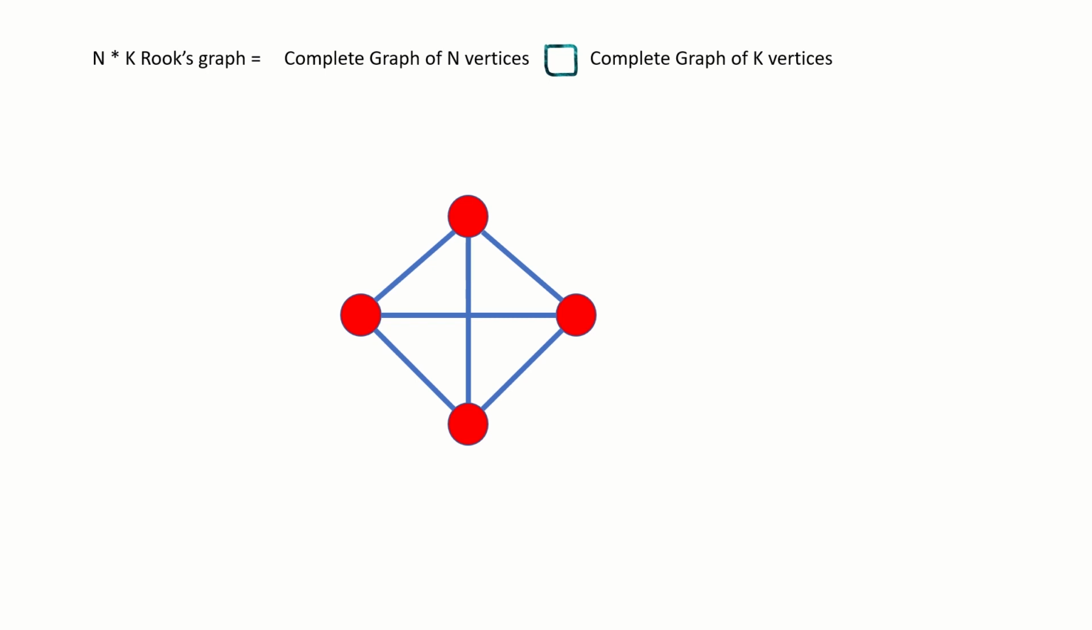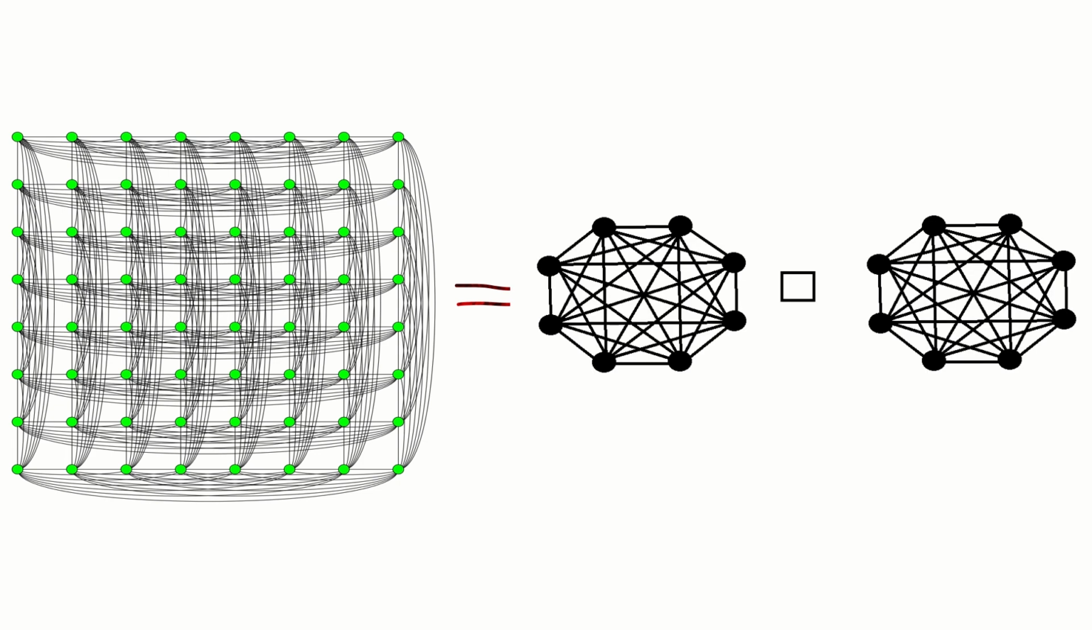I suggest you check out my video on the Cartesian product of graphs if you haven't already, for background information on the graph operations that follow. The Rook's graph with 64 vertices corresponds to the conventional chessboard of 64 squares, and is the Cartesian product of 2 complete graphs on 8 vertices.